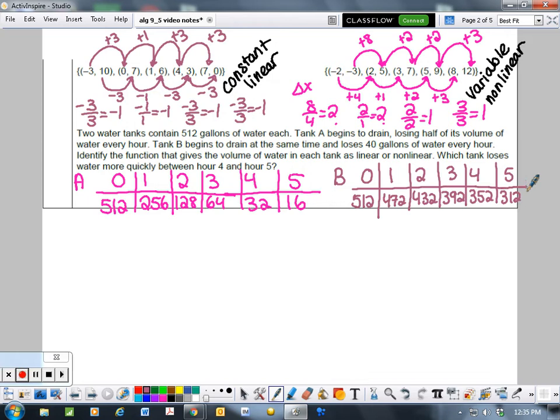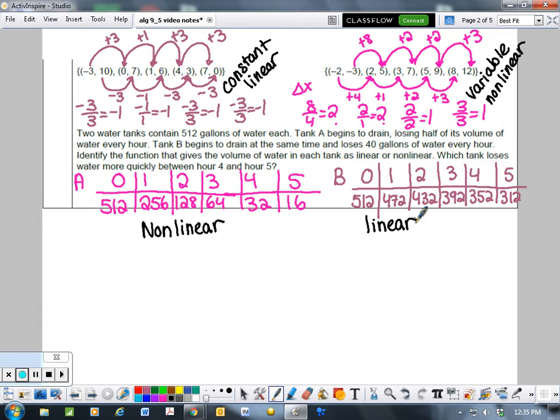Now, the question they're asking is identify the function that gives the volume of water in each tank as linear or nonlinear. So I can tell that each time I divided by 2 here, these differences are not the same. So this is nonlinear. In fact, I know for a fact that because I multiply by the same thing each time, it's going to be exponential. Now this one, because I subtracted the same amount each time, this is definitely linear.